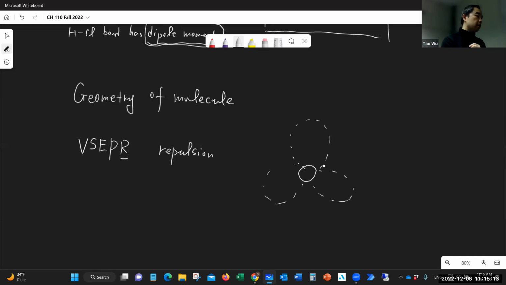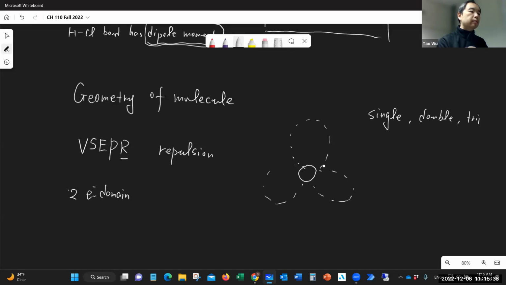And we talk about if around the central atom we have 2 electron domains, what exactly is an electron domain? An electron domain could be a single bond, double bond, or triple bond, plus another one, which is an electron lone pair.